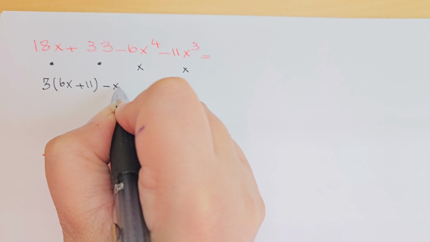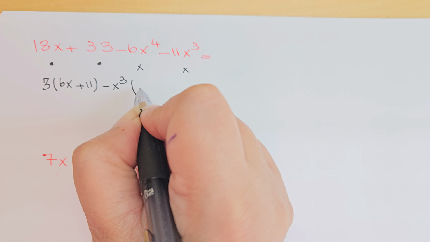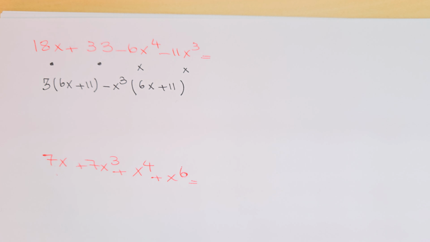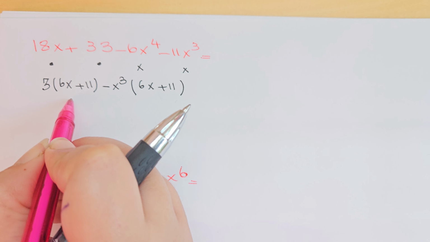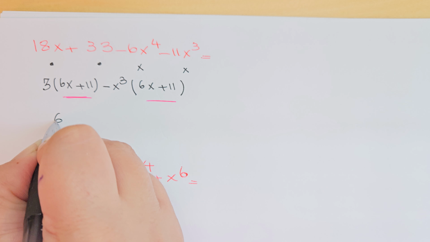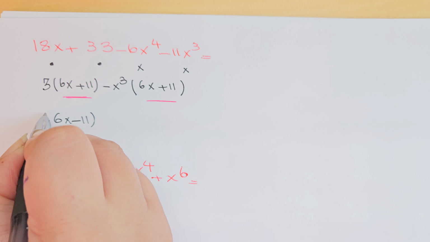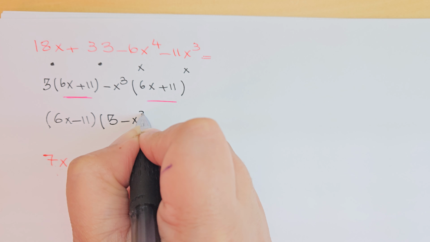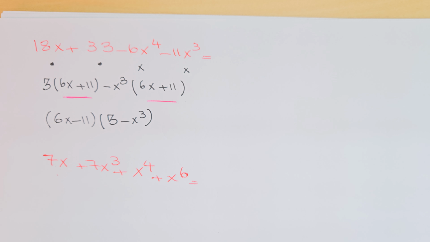And here, if I factorize x3, that would be 6x plus 11, right? And here you can clearly see this parenthesis is repeated. So what I can do is another factorization. So I would have 3 minus x3. Awesome.